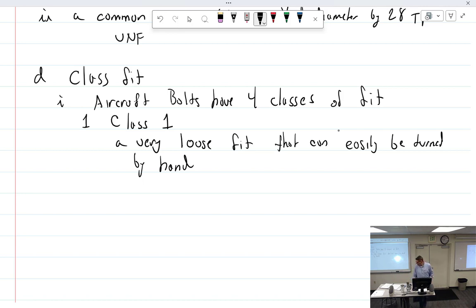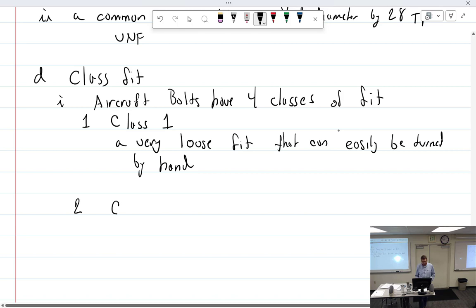I took it out of my notes, but I want to say that class one fit is what they call stove bolts. And it was designed so that, and I read this somewhere, tanks were supposed to be class one fit bolts. So you could literally drop a nut or a bolt in the dirt and pick it back up and screw it back together with dirt and stuff in it. That was the point behind that.